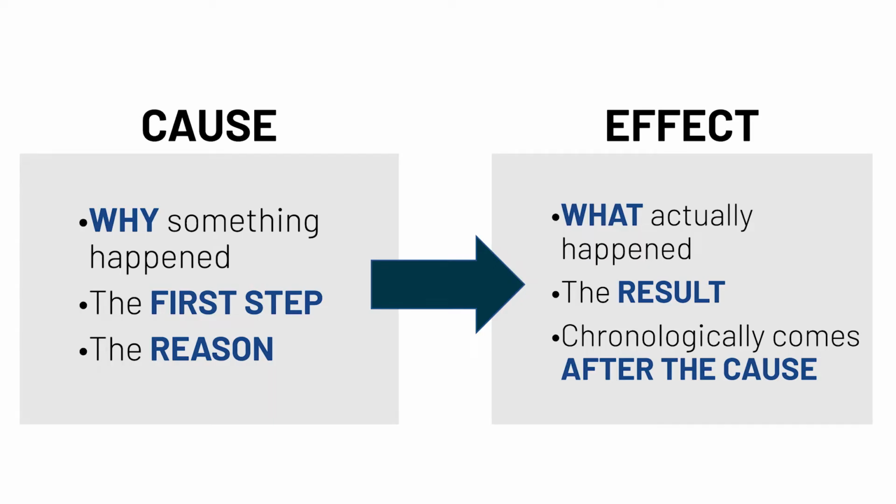First of all, the cause is why something happens. Typically, the cause is the first step in the process of what happens. You can also view this as the reason for something happening. I would like to make the point here that the cause always comes before the effect, chronologically speaking, but it may not be the first thing mentioned or noticed. Keep that thought close by for later.